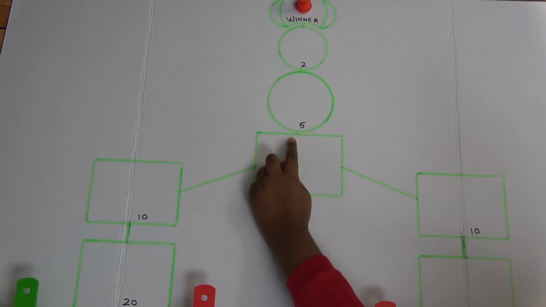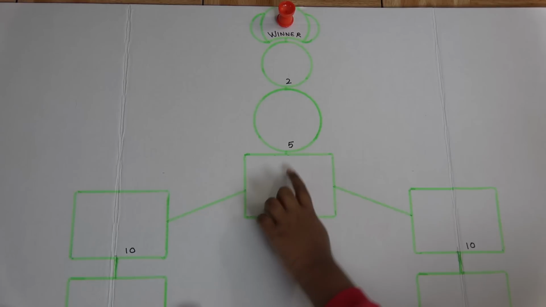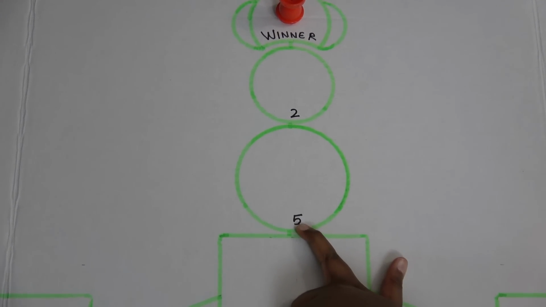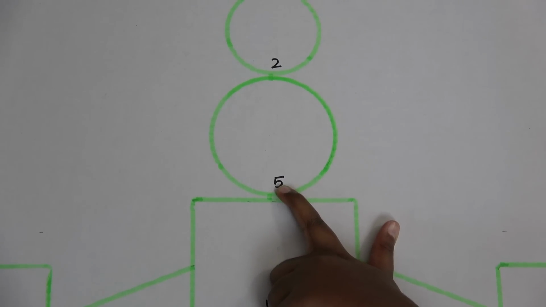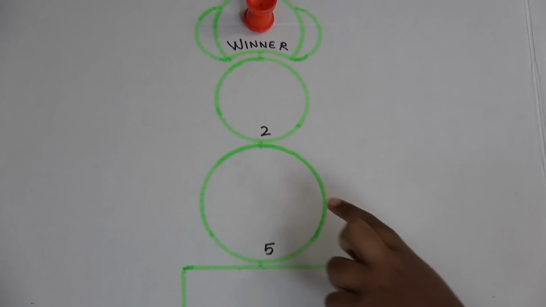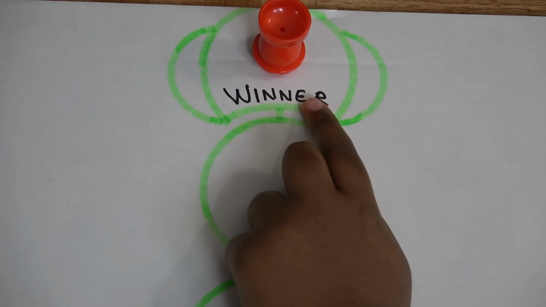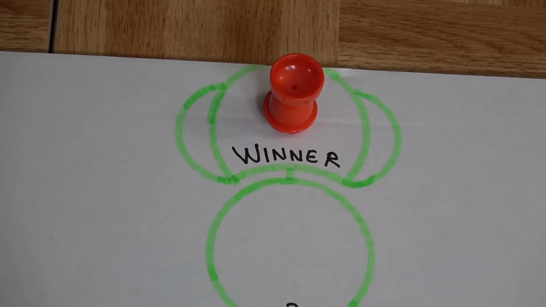And then there's 10 marbles, 5 will be eliminated, and 5 will go to the next round. Then there's going to be 5 marbles there. There's going to be 3 marbles eliminated, 2 will go to the next round. One marble will be eliminated, and the last one remaining is the winner.